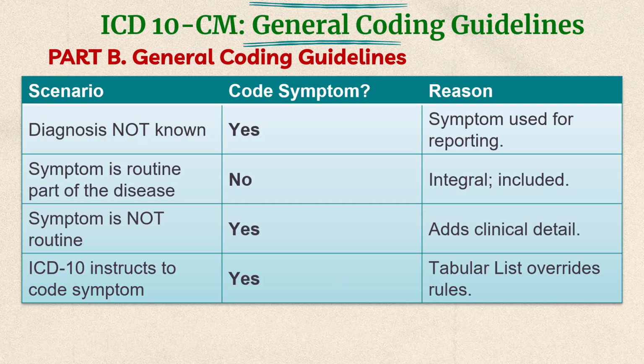So in summary, if the diagnosis is not known, you have to code the symptom because symptoms are used for reporting. If the symptom is a routine part of the disease, no need to code it because that is an integral part of the main diagnosis. If the symptom is not routine, you have to code it separately because those are additional clinical details. If the ICD-10-CM instructs to code the symptom, you have to code the symptom. The reason is that the tabular list overrides the rules.